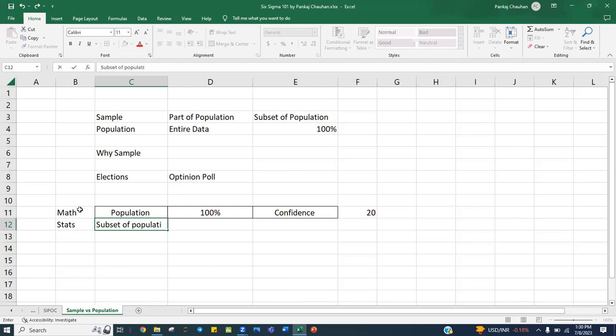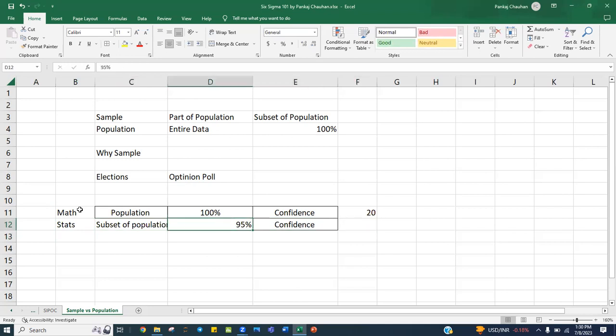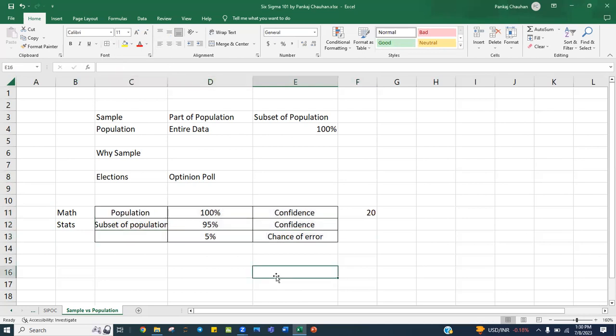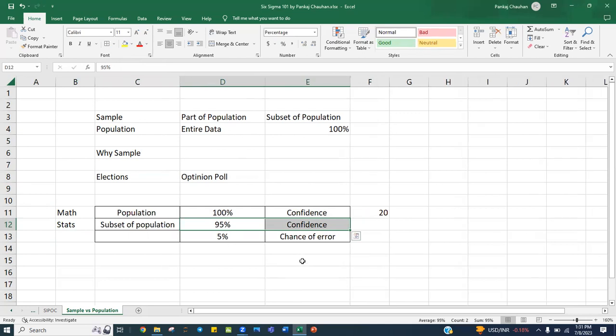When it comes to a subset of the population, by default statistics works at 95% confidence level. So there is a 5% chance, which is 100% minus the confidence level. 5% is the chance of error because it's a sample. So statistically, whenever you pick up a sample and estimate about the population, it mostly works at 95% confidence level. Sometimes, based on criticality, we can change the confidence level as well.